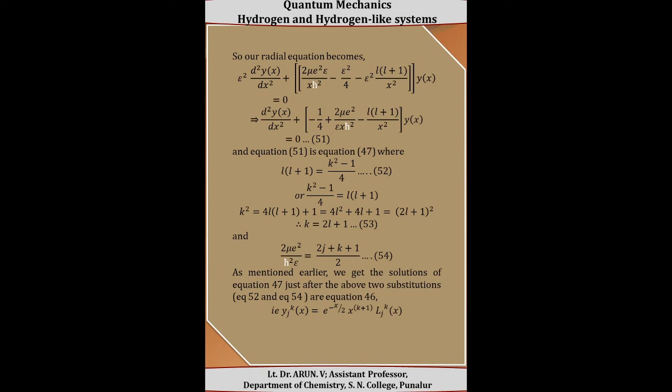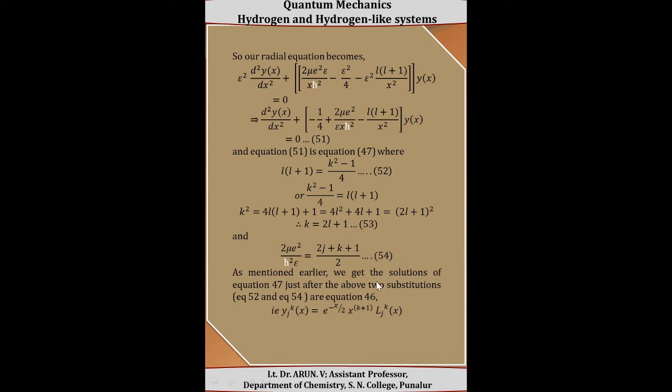And equation 51 is exactly equation 47, where the value of l(l+1) is equal to k² − 1/4, or from this, k² − 1/4 is equal to l(l+1). From this we can find the value of k, that is equal to 2l + 1, and 2μe²/(ħ²ε) is equal to 2j + k + 1 over 2, and it is given as equation 54.